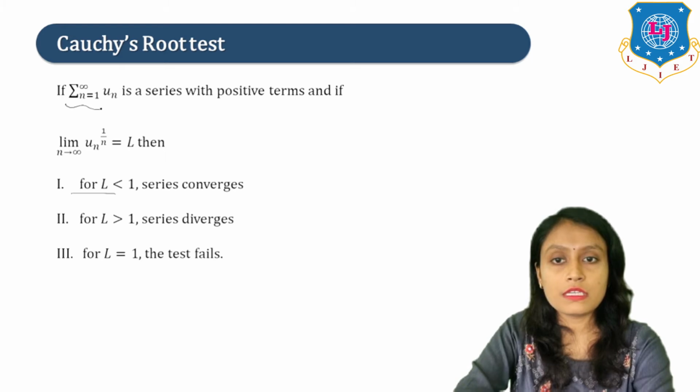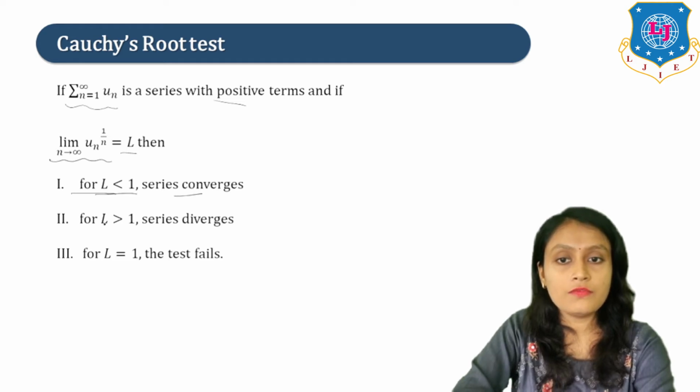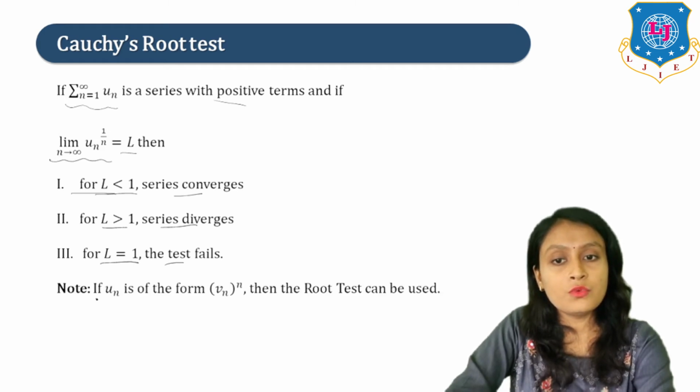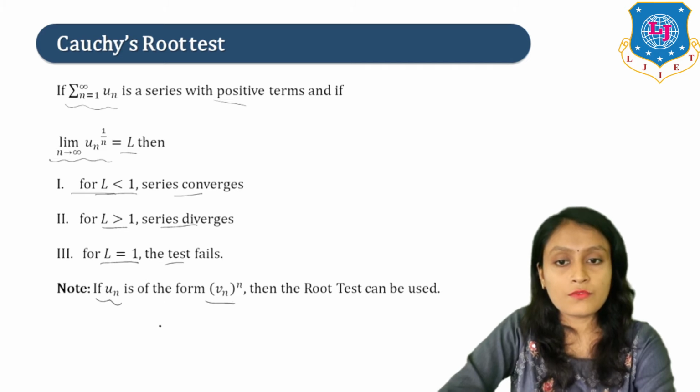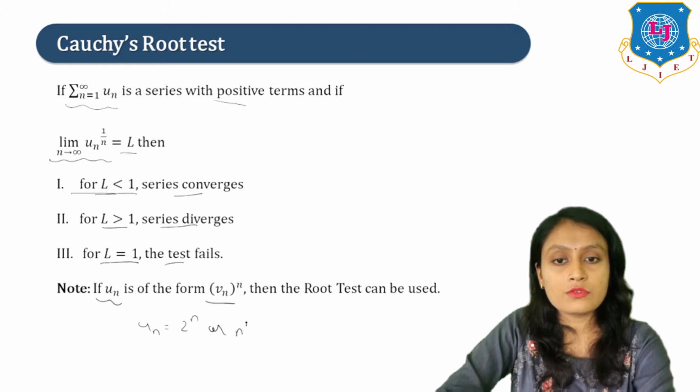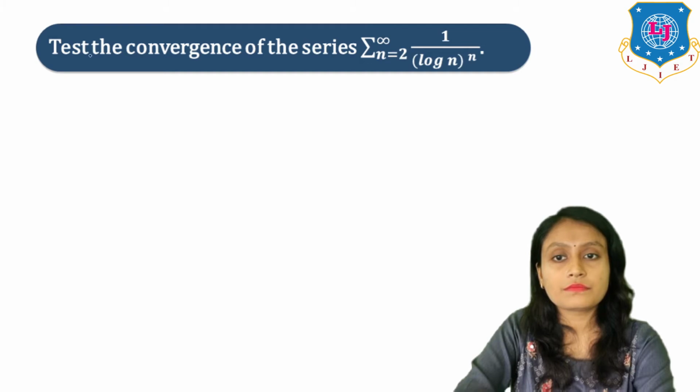Okay, so whenever we have a series un with positive terms, and we will find this limit n tends to infinity un raised to 1 upon n, and answer is L. Okay, so if L is less than 1, the series is convergent. For L greater than 1, series is divergent. And for L equal to 1, the test fails. Okay, so we will apply some other method. So if un is of the form bn raised to n, so for example, if we have un as 2 raised to n or n raised to n, right, any bn raised to n form, then we will apply this root test. So let's begin with the example.